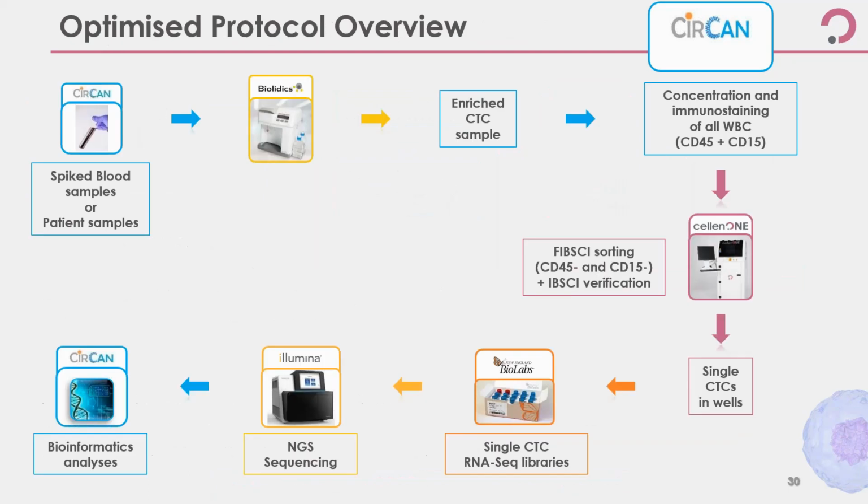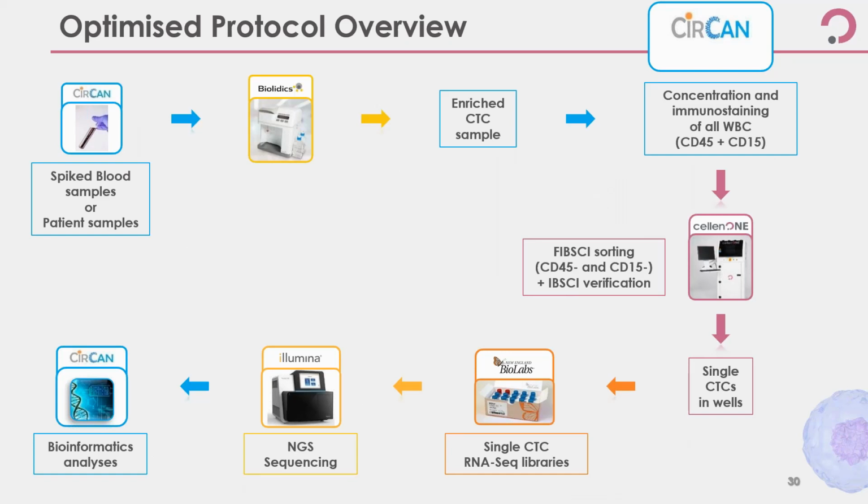From this, this is our optimized protocol. We now start from the spiked blood sample or patient sample, do the enrichment with the Biolidics system, do a concentration step and the immunostaining using both CD45 and CD15, isolate the single cells into individual wells, prepare the library, sequence, and do the analysis.